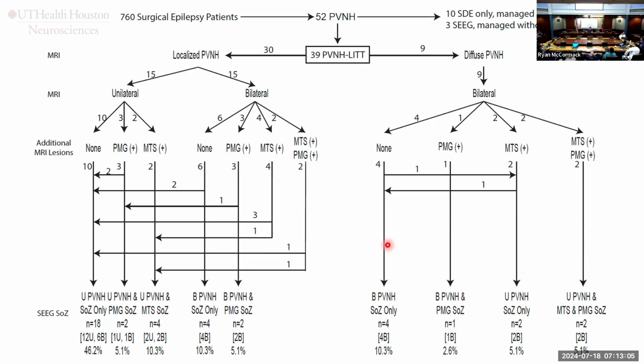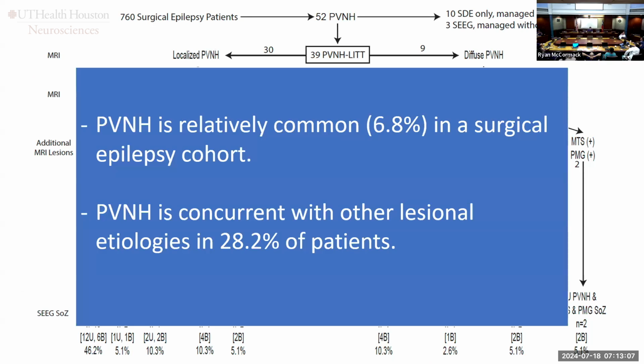And of these, basically, the big takeaway is that PVNH is relatively common, with about 7% in a surgical epilepsy cohort of all comers. And PVNH is also commonly associated with other lesional etiologies in about 28% of patients. So again, if patients have this disease, it's important to make sure that they don't have other things going on as well.